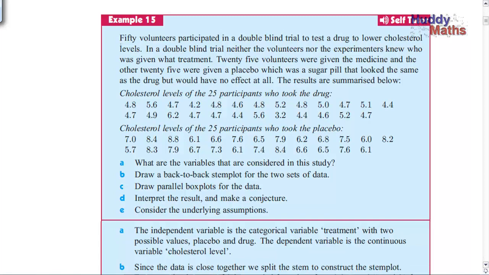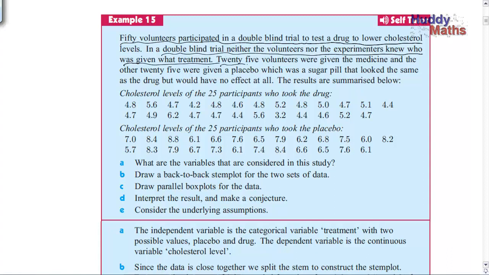So here we are, 50 volunteers participate in a double-blind trial to test a drug to lower cholesterol. A double-blind trial means they're going to switch the people around, double it up if you like, and blind means they don't know whether they're getting the drug or not. And it's often called a double-blind crossover. So in a double-blind trial, neither the volunteers nor the experimenters know who was given what treatment. That's a double-blind. So neither of them know when they're treating them what they're giving them.